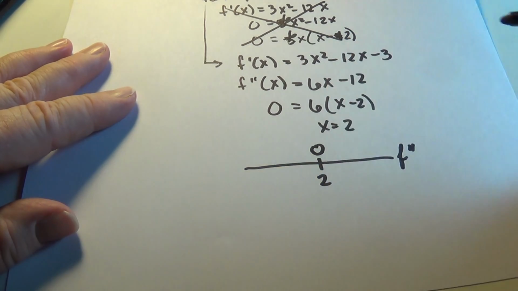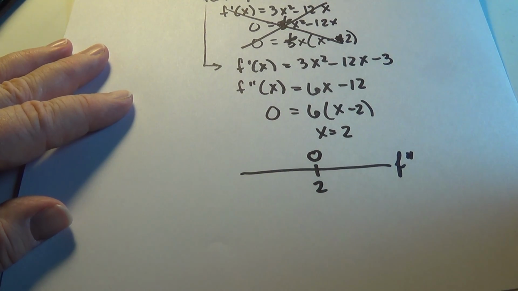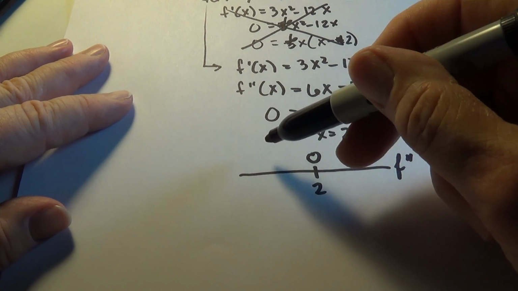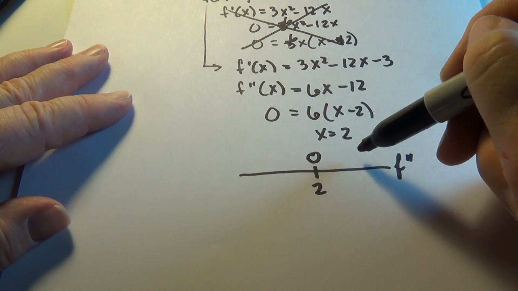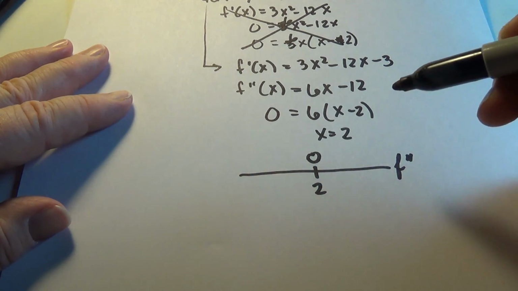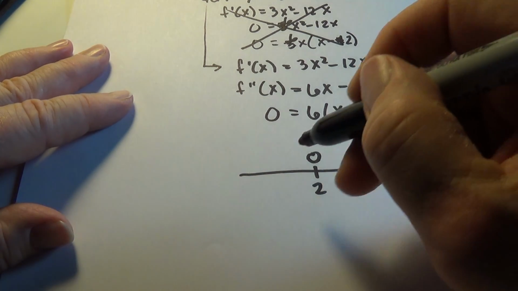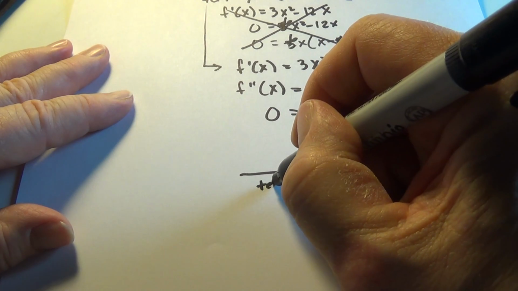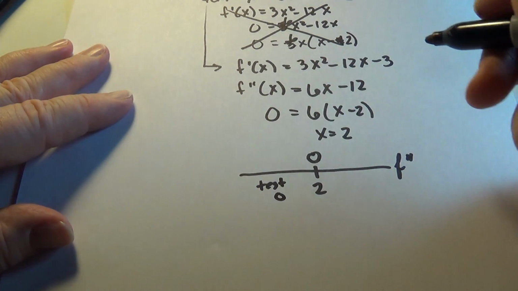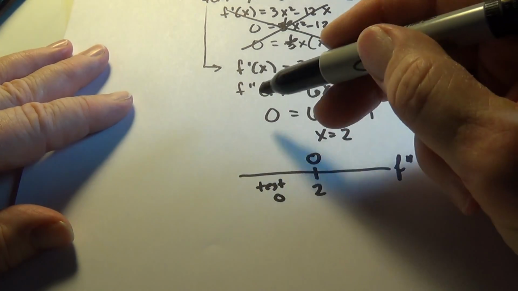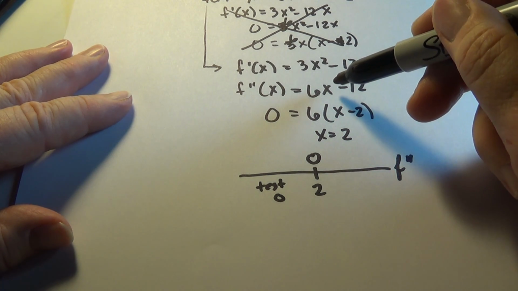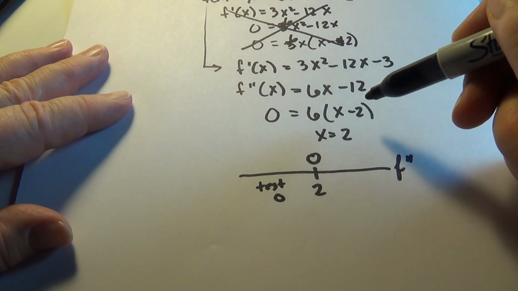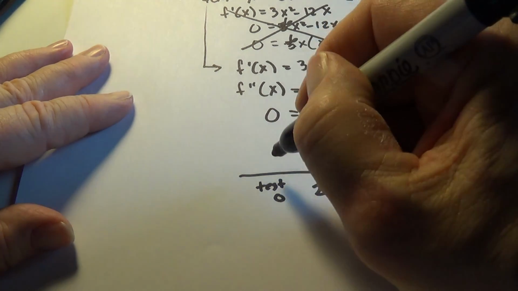So this is a possible candidate for a point of inflection if the concavity changes from positive to negative or negative to positive. So we'll test a point and see. So I'm going to test 0. And when I put 0 into the second derivative, I get negative 12, which is negative.